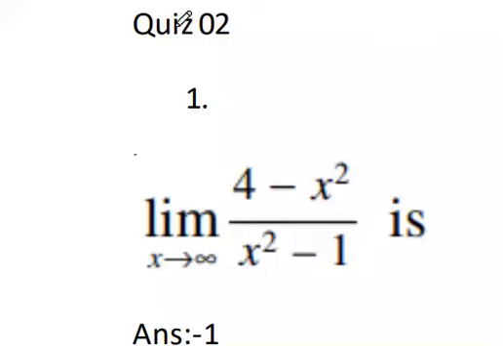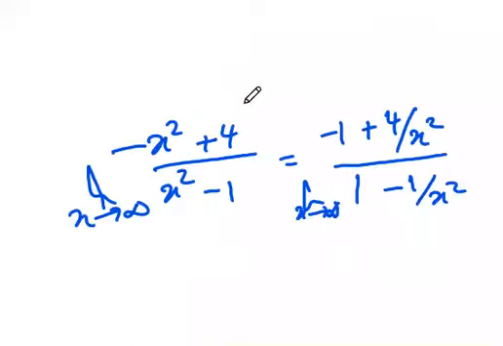In this video, we are going to talk about problems in quiz 2. The first problem, so here we have a rational function again. We want to find the limit of this function as x tends to infinity. Why don't you rearrange that rational function in this way? So negative x squared plus 4 divided by x squared minus 1.